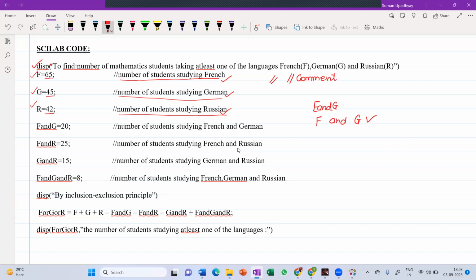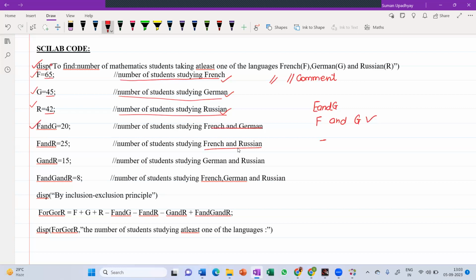This is just a variable FG, which is for our convenience only, to understand that this variable stands for French and German. You can take some other letters also, but then you should remember what that letter stands for. To avoid that confusion, I have taken FG, which stands for number of students studying French and German. For French and Russian, I am going to take FR.